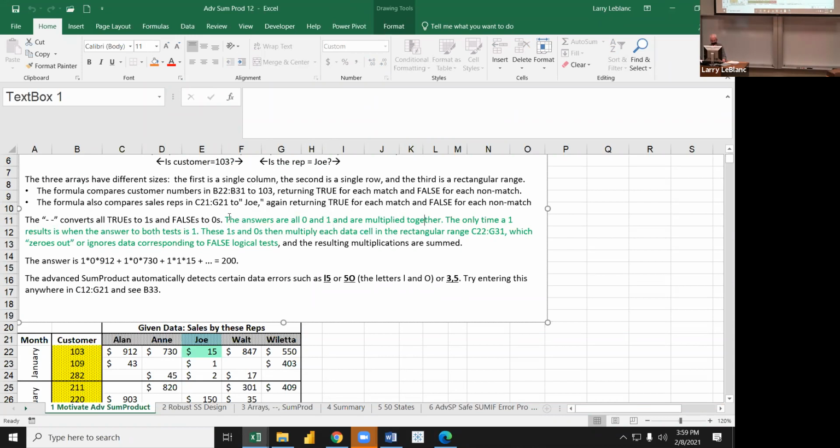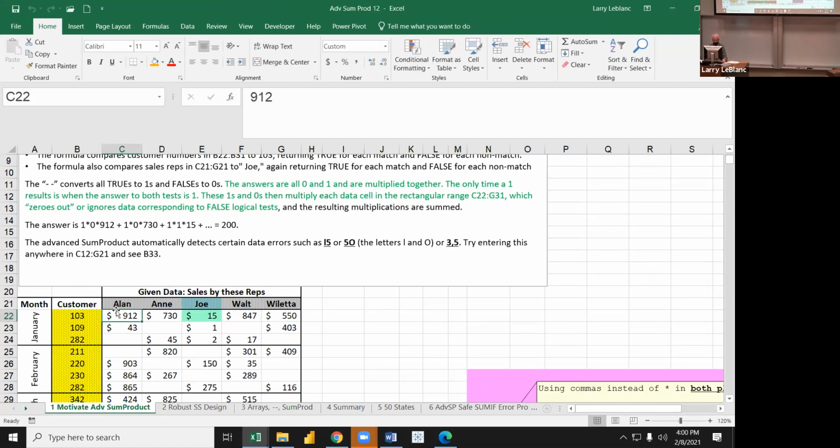I suggest you change this font to green. You don't have to, it's just particularly important. The only time a 1 results is when both tests give you a 1. 1 times 1 is 1. 1 times 0 is 0. 0 times 1 is 0. 0 times 0 is 0. The answers are all 0 and 1.